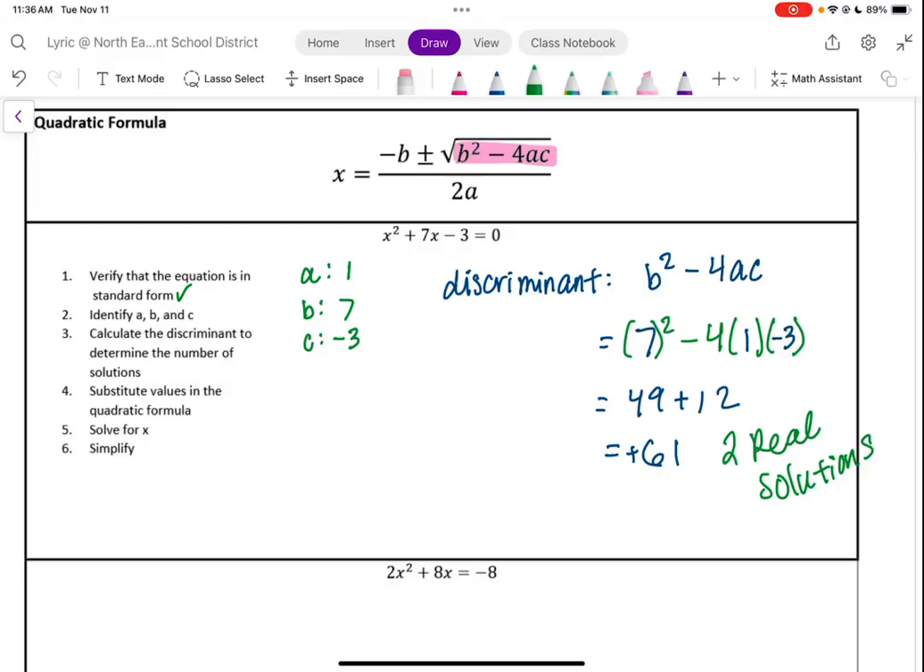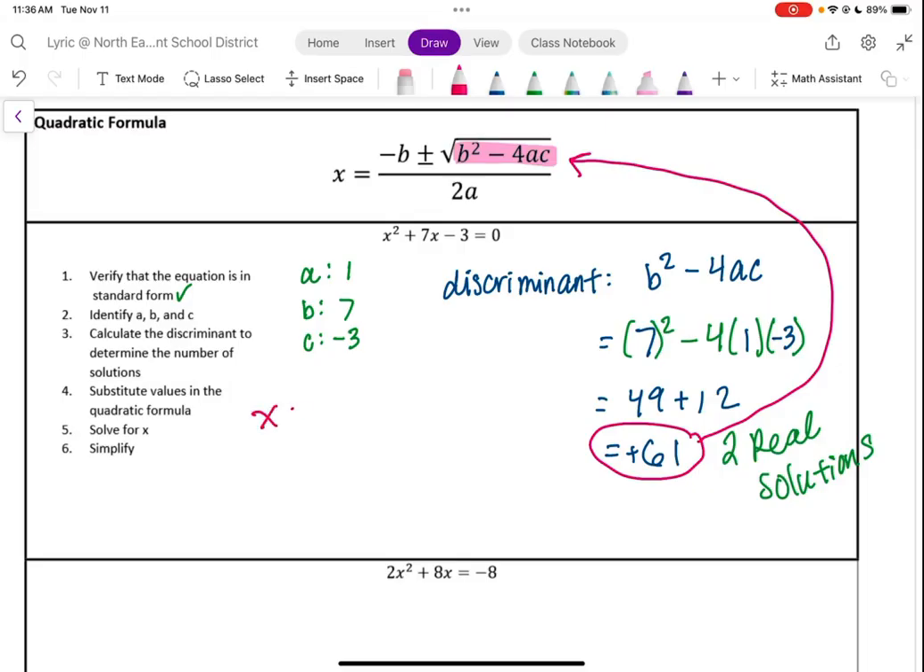Now, because we have 2 real solutions, we should be getting 2 solutions for x when we solve, because we're not done here. We're going to take the discriminant, use a different color. We're going to take the discriminant and plug it back into the square root. So we're going to have everything else in the formula, just not the b squared minus 4ac. Instead of all that, we're going to put 61. So let's copy down our quadratic formula. Let me leave a little more space for myself.